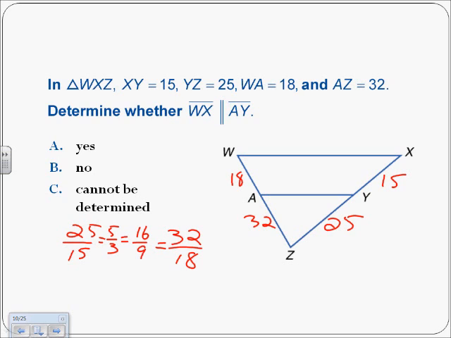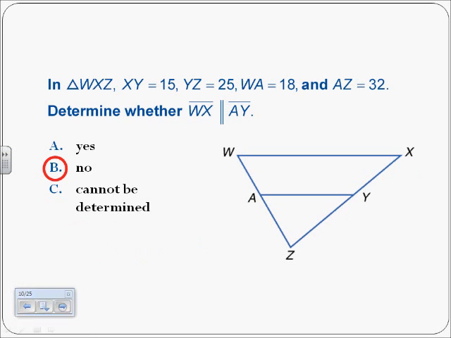These two values are not equal to each other, so therefore the lines are not parallel, again, which will be B. So again, determining parallel using the converse. Do you have true proportions?